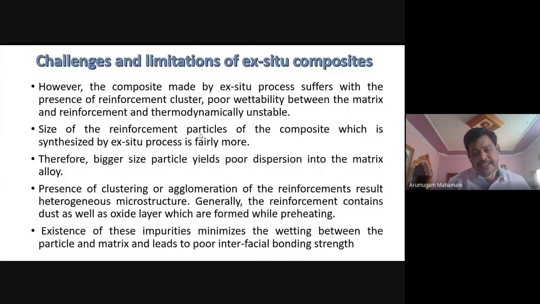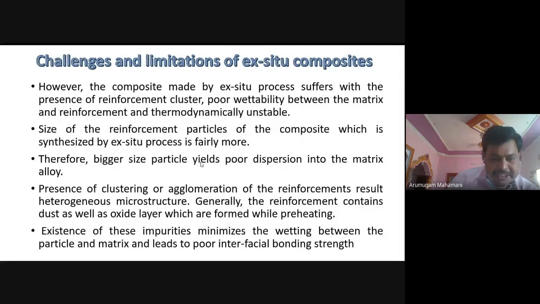Then the size of the reinforcement particle of the composite which is synthesized. Normally extruded composite people go for 60 micron, 80 micron, this kind of bigger particle. People widely go for it because SiC and Al2O3 at 60 micron, 80 micron cost very little. Per kg, 650 or 700 you can buy it. So the cost is very cheap, so people try to use that bigger particle. It will create a lot of problems.